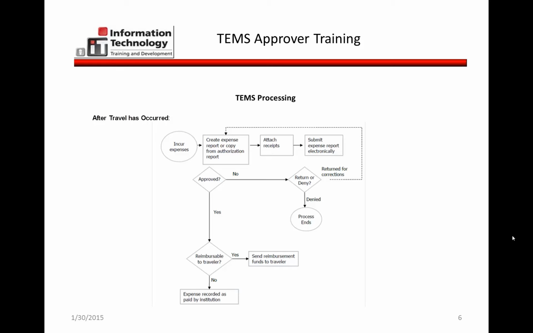Once travel has occurred, the traveler or their delegate accesses TEMS and creates an expense report. The expense report is the final accounting for all travel expenses. This is where additional travel expenses that were not included in the authorization report may be added. Once the expense report is submitted, again, TEMS generates an email to the identified approver. The approver then has the opportunity to access workflow and approve, deny, or return the expense report.